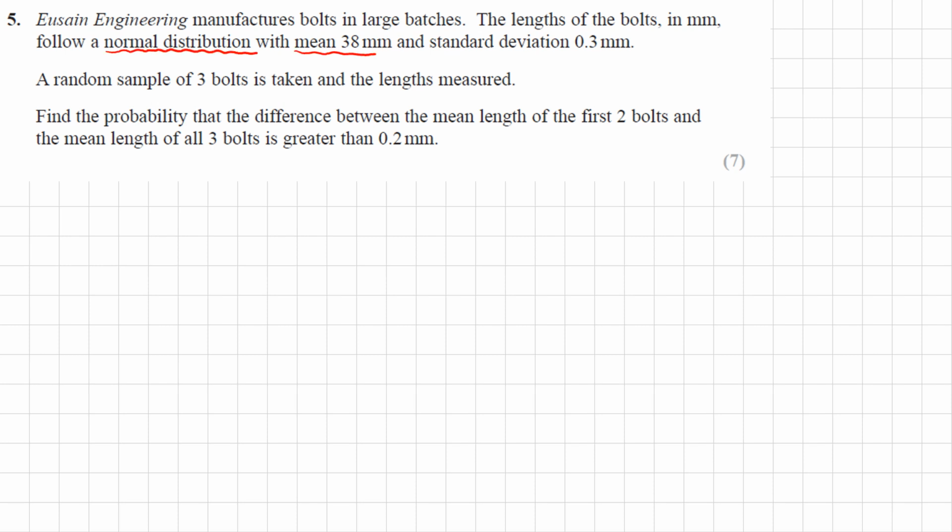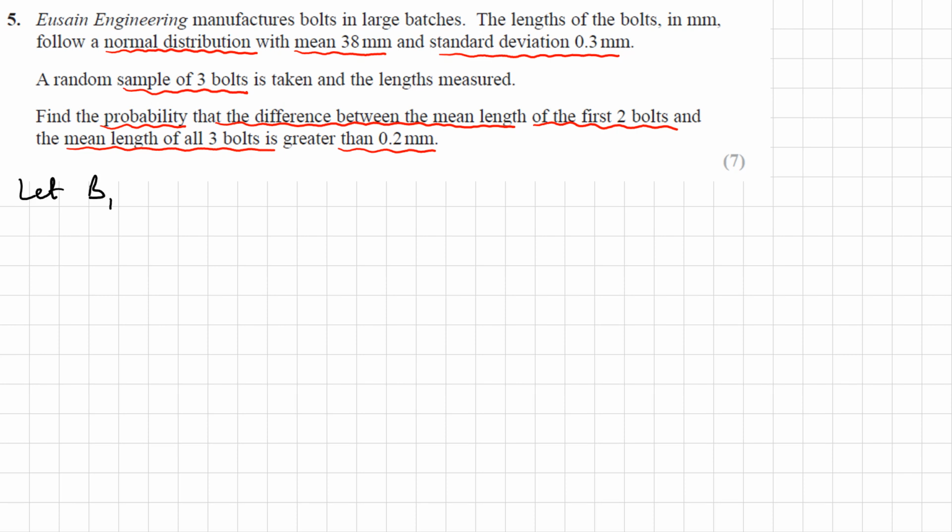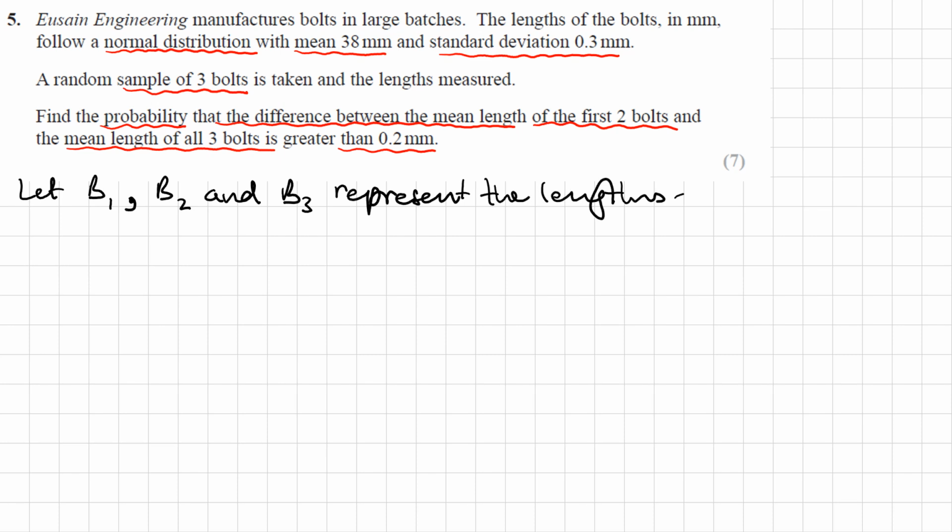We've got a normal distribution, mean of 38, standard deviation 0.3. We're taking a sample of 3 bolts and we want to find the probability that the difference between the mean length of the first 2 bolts and the mean length of all 3 bolts is greater than 0.2. So first thing I'm going to do is set up my random variables, and I'm going to say let B1, B2 and B3 represent the lengths of the 3 bolts.